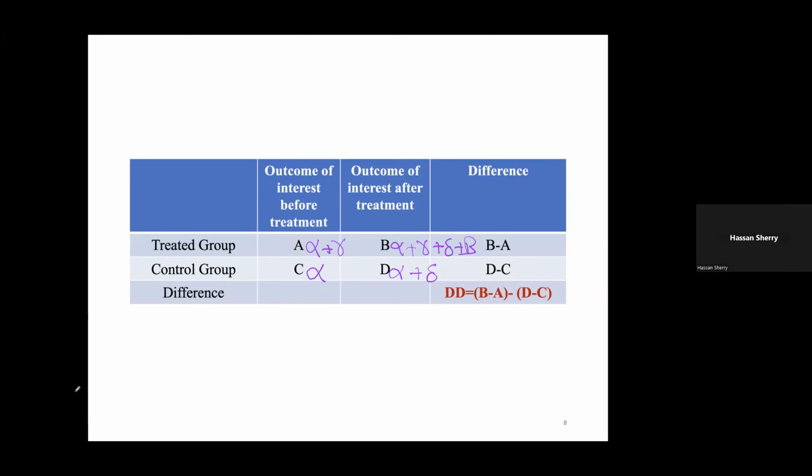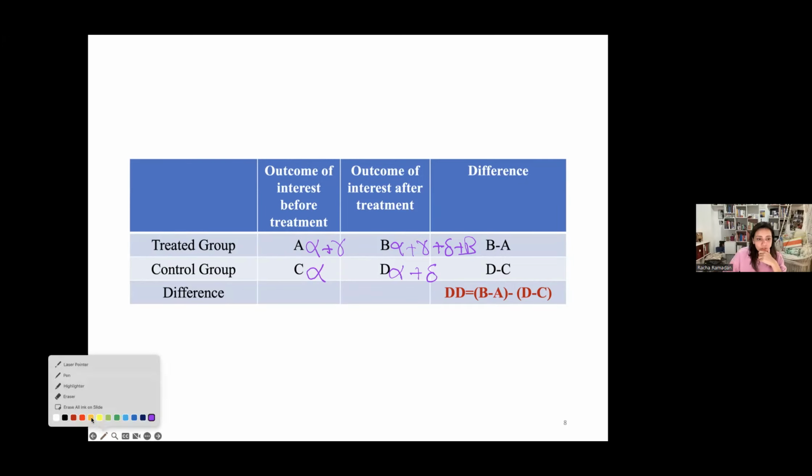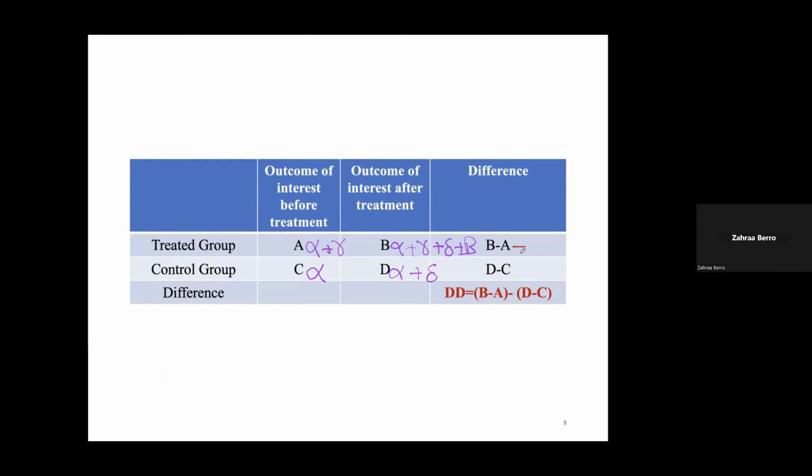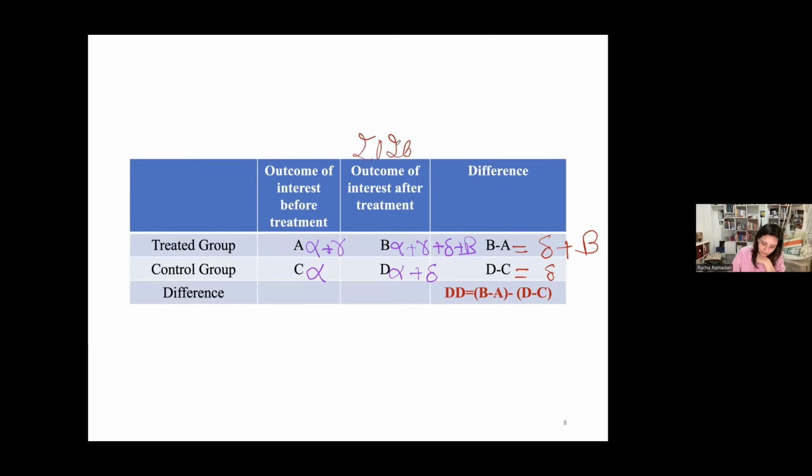Yes. Okay. So now my question: B minus A equals what? Delta plus beta. Exactly. If we subtract A from B, we get delta plus beta. And D minus C equals what? Delta. So the difference in the income of Racha over the years between 2020 and 2012, given that Racha benefited from the Forza program, is delta plus beta.